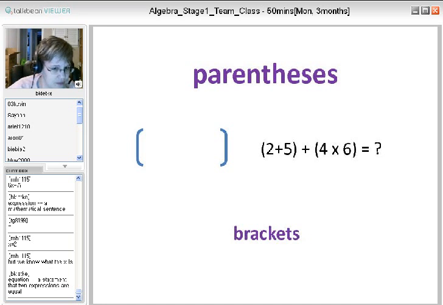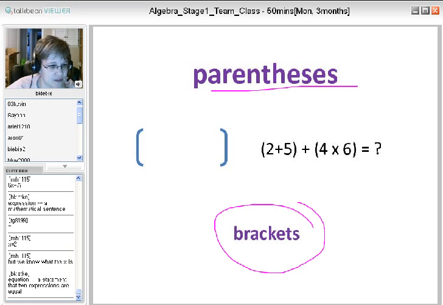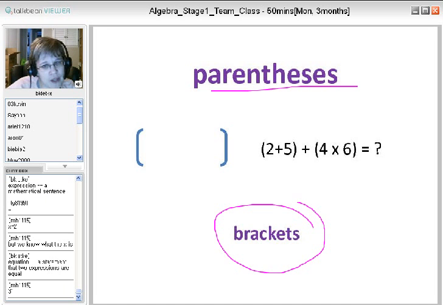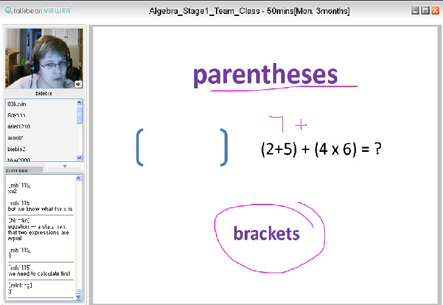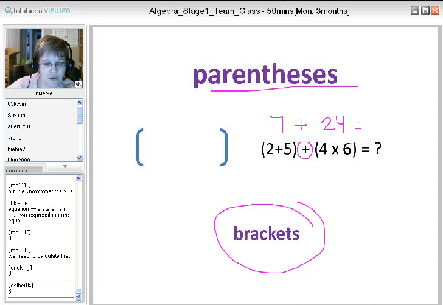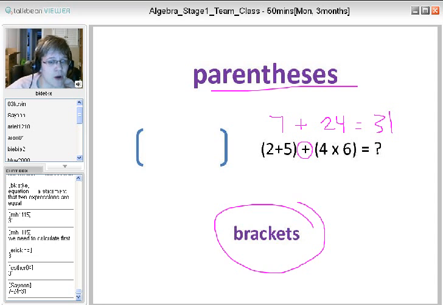And parentheses. Parentheses or brackets. Okay, so we use parentheses to help show us the order when doing the calculation. So we always do what's in the brackets first. So 2 plus 5 and 4 multiplied by 6. And then we're going to add to give us 31, right? Do we need to calculate? Right, we need to calculate what's in the brackets or the parentheses first.